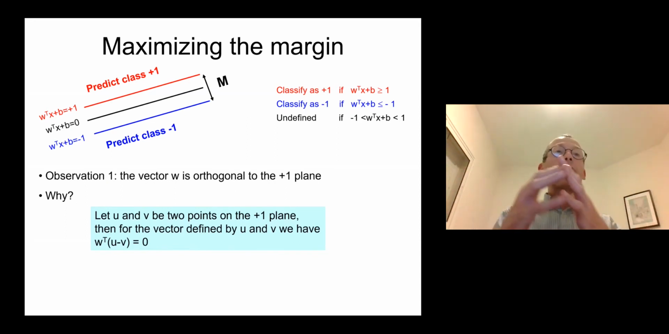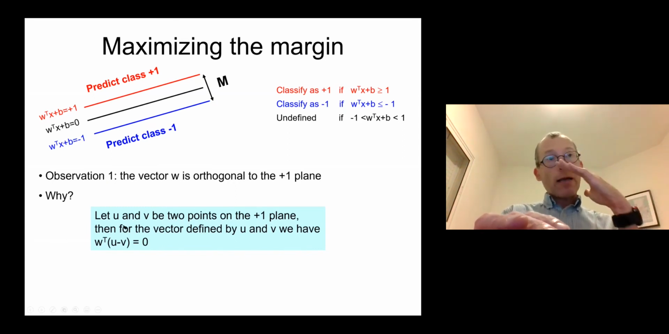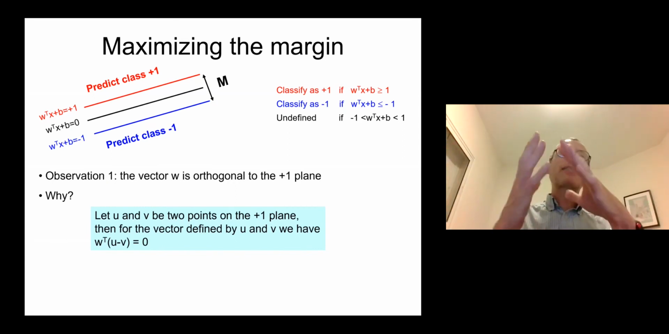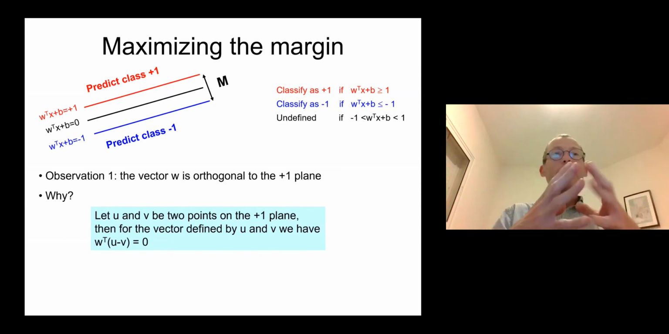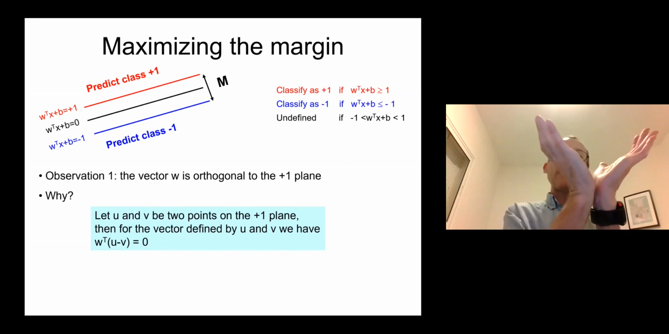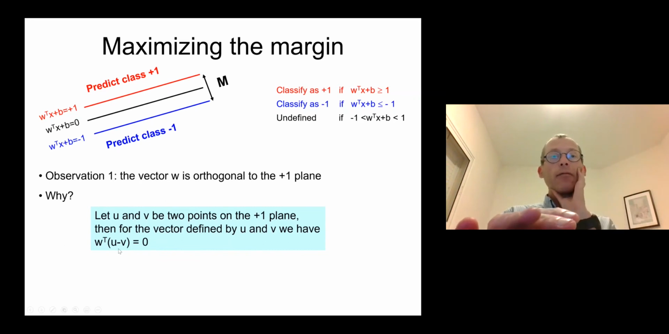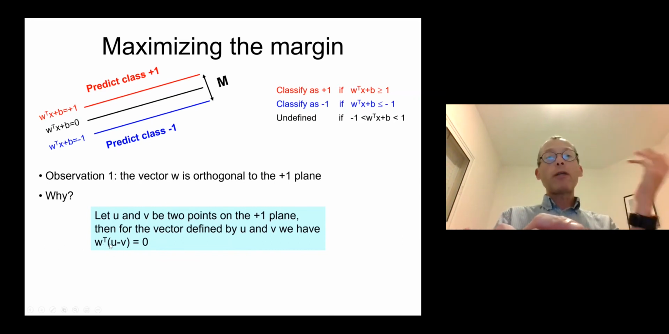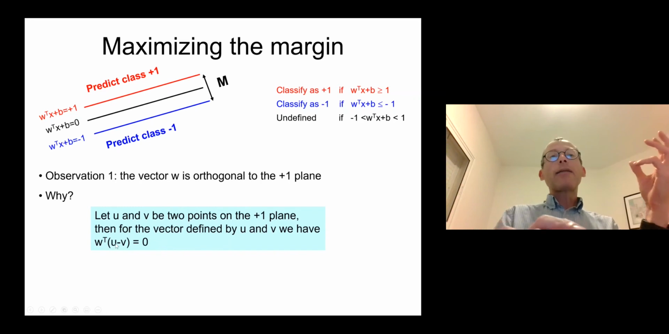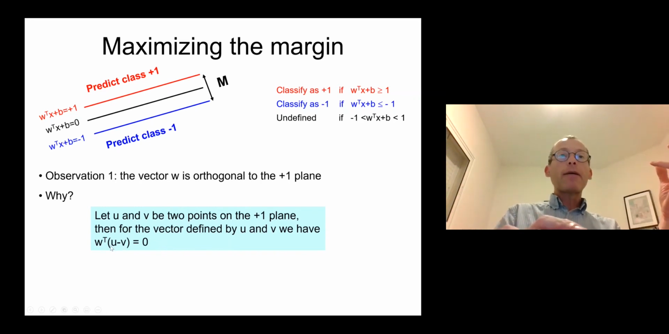But from the sample, we have at least 1 point there. Otherwise, we wouldn't have that as the plane. Anyway, we know that if we had a +1 plane and we had a W that maximizes the margin, then W times any vector on that plane, which is defined by the distance between 2 points, is 0. Right, because W^T U is 1 minus B, W^T V is also 1 minus B, so this minus this is going to be 0.